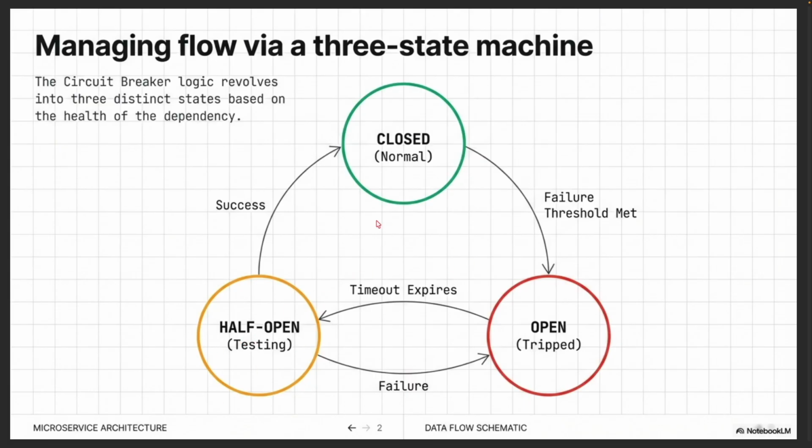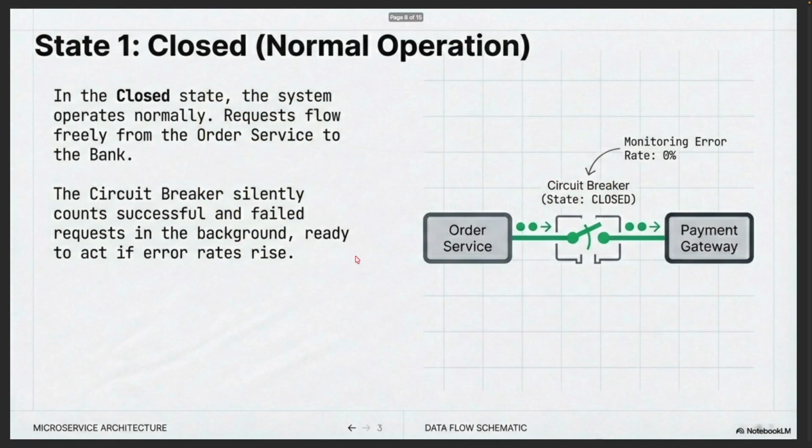During the testing state, if the request and response is successful or normal, then it will go back to the closed state. But if it still fails, then it will open the circuit again. Okay, so that's how the whole process will work, and that is how the system automatically becomes resilient. Now let's look at what we just discussed in a closer manner.